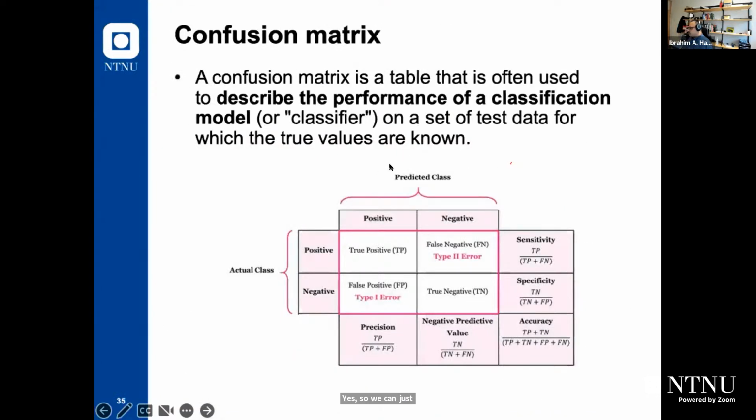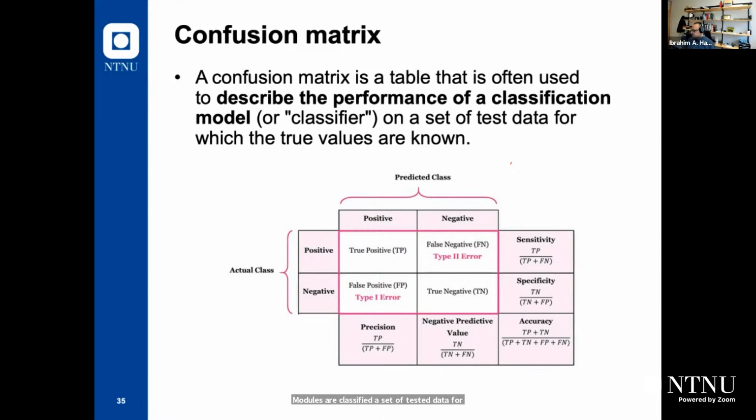So now we need to talk about the confusion matrix. The confusion matrix is very important for evaluating the performance of your classifier. We use the confusion matrix for classification problems. It is used to describe the performance of your classification model or classifier on a set of tested data for which the true values are known.